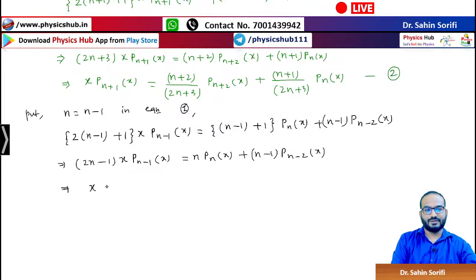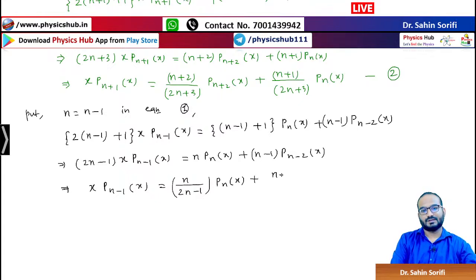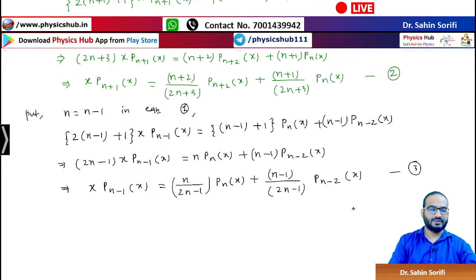Our goal is to achieve x Pn minus 1(x). So this is n by 2n minus 1 Pn of x plus n minus 1 by 2n minus 1 Pn minus 2. Let's call it 3.